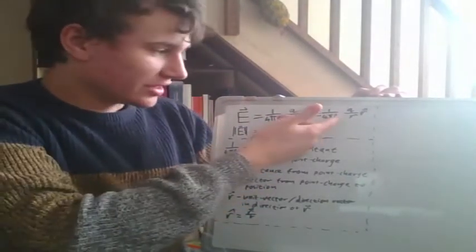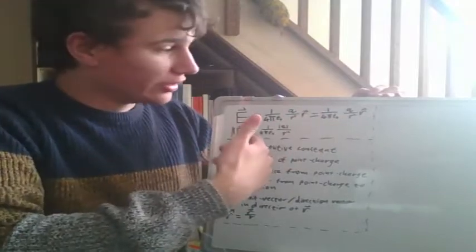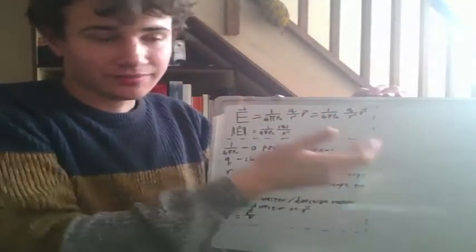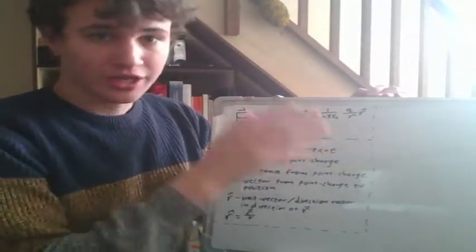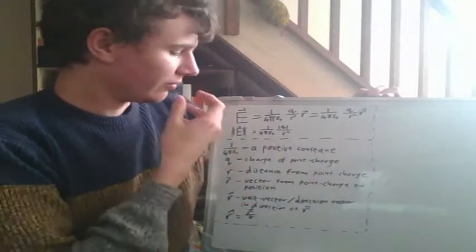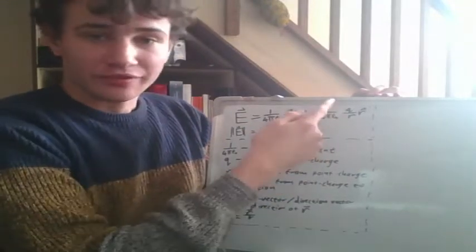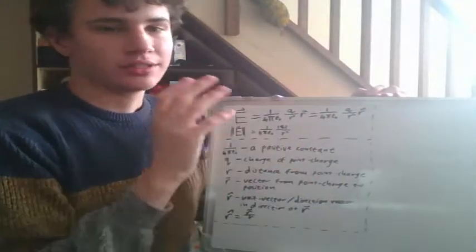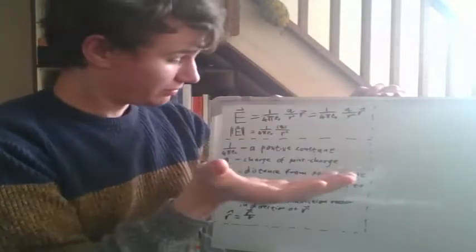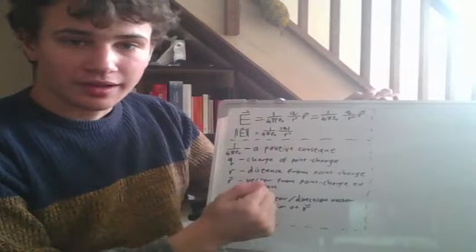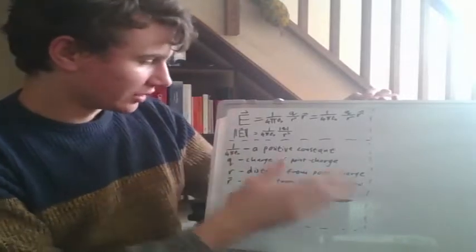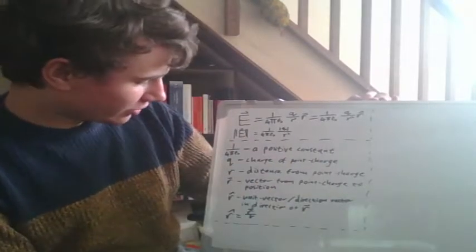Because if the charge is negative, then the direction is going to be inwards, in the opposite direction as your radial vector, your radius that points from the central charge with charge q to the position that you want from the electric field. So if q is negative, it points inwards. If q is positive, it points outwards, basically. So just here, this 1 over 4 pi epsilon naught, that's just a positive constant. Don't worry too much about that.